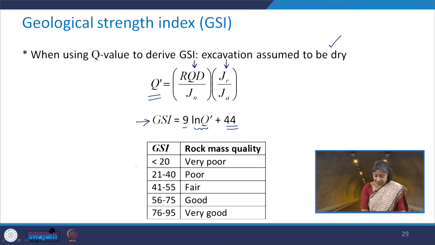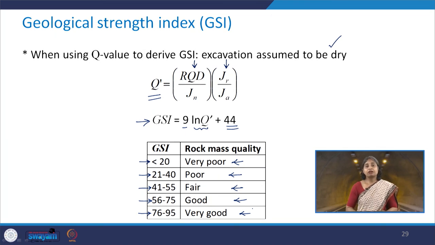In case you have a GSI value less than 20, the rock mass quality is very poor. For 21 to 40, this is classified as a poor quality rock mass. From 41 to 55, it is fair. 56 to 75, it is good quality of the rock mass. And from 76 to 95, this is for the very good rock mass quality. So, this is all about the Geological Strength Index.